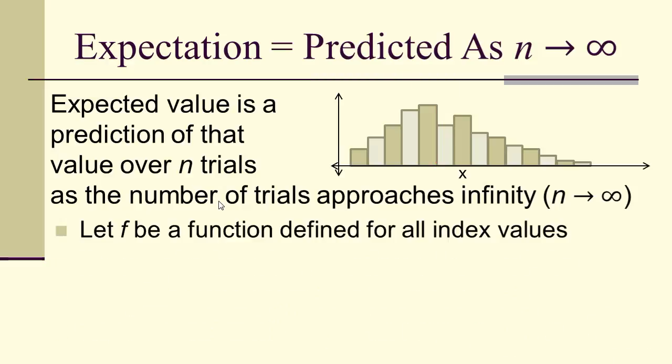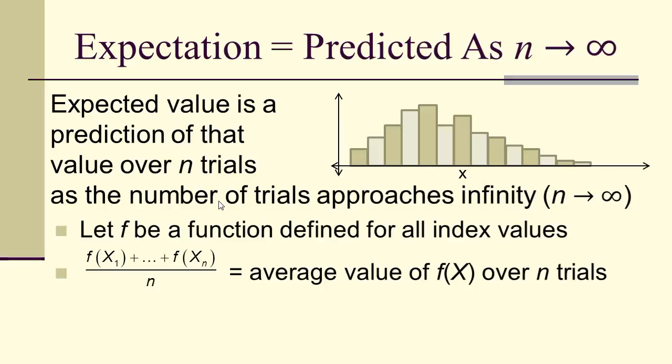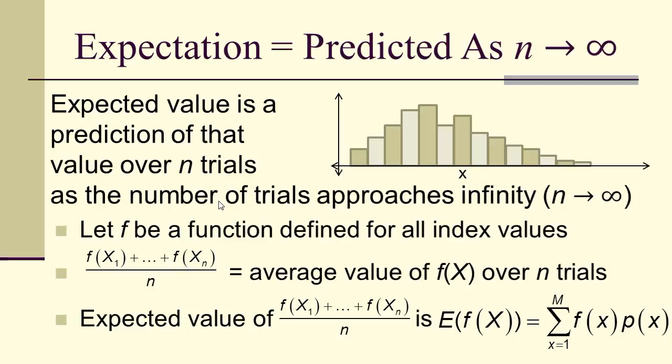Now suppose we have a function defined for all index values. Then f of the quantity capital X sub 1 summed up to f of the quantity capital X sub n, over n, that's the average value of f of capital X over n trials. So what is the expected value of the average of f of capital X over n trials? It's E of f of capital X, equal to the sum x equals 1 to m of f of x times p of x. That's not a derivation, but you could actually rederive it the same way we did just for E of x.